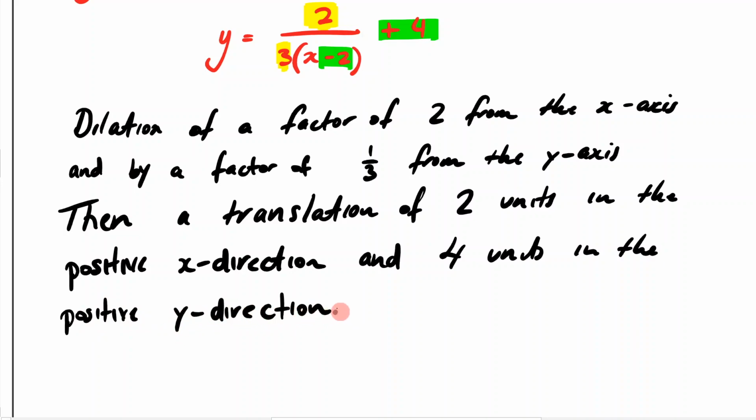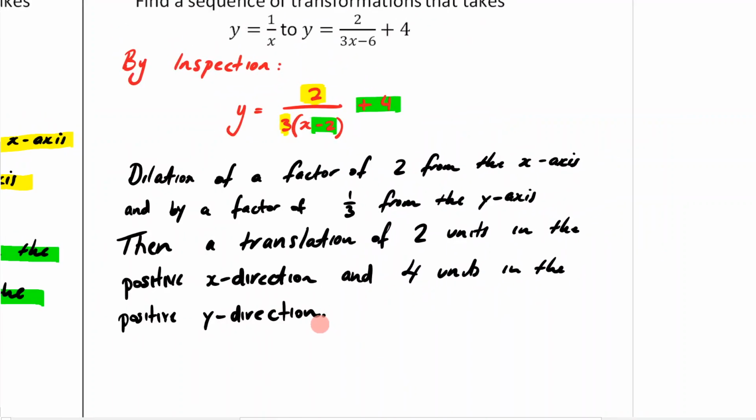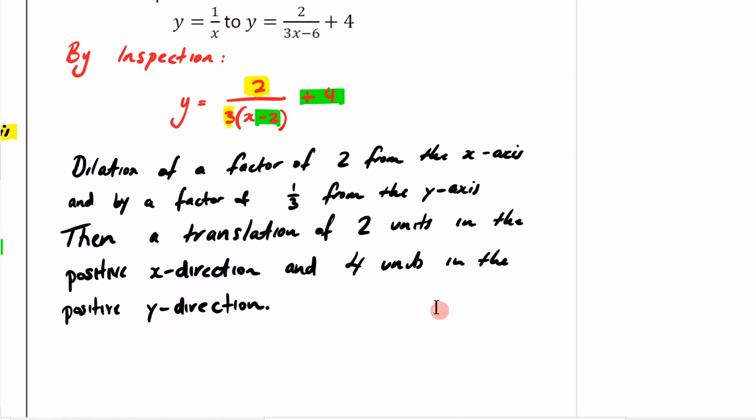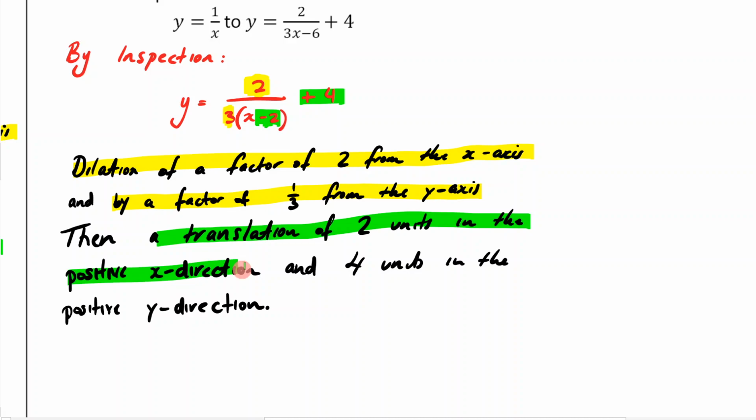Okay, there we go. All right, so as you can see there, the way I approached this was I began by reading off my dilations, dilation of a factor of 2 from the x-axis, and by a factor of 1/3 from the y-axis. Then I looked for reflections, there were none, so then I looked for translations. There was a translation of 2 units in the positive x direction, then I had a plus 4, and 4 units in the positive y direction. Perfect, and we're done.